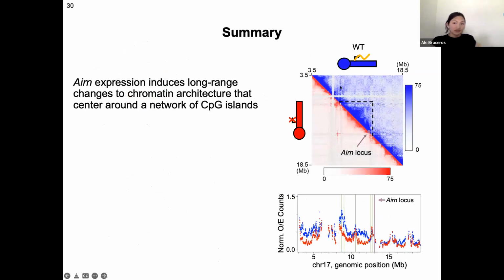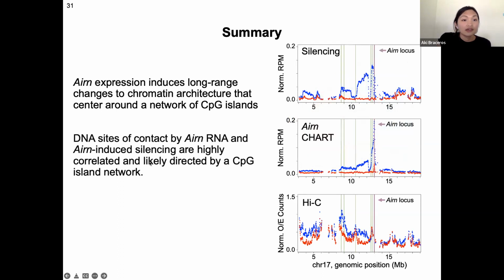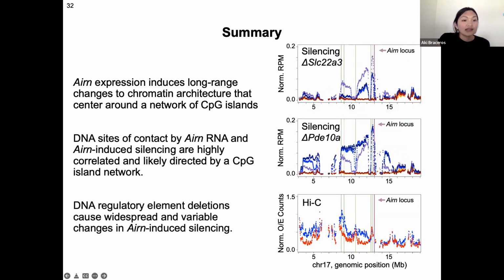All right, so to summarize my talk, I showed you that Airn expression induces longer range changes to chromatin architecture that center around a network of CpG islands. I also showed you that DNA sites of contact by RNA and Airn-induced silencing are highly correlated, and these likely are directed by the CpG islands. And then lastly, we saw that deletions of these DNA regulatory elements, particularly the CpG islands, actually cause widespread yet variable changes in Airn-induced silencing.